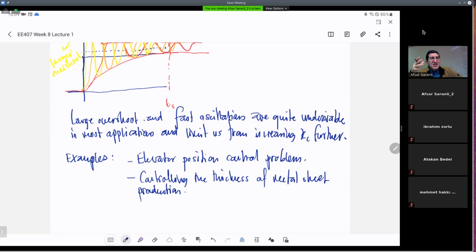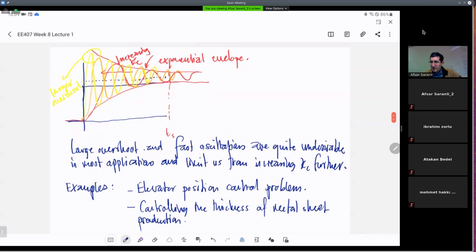So the message is that it's not always desirable to make ESS very small. You just want to make it as small as required by the application while maintaining a reasonable or sometimes non-existent overshoot. Okay?